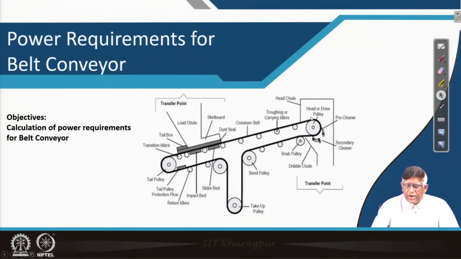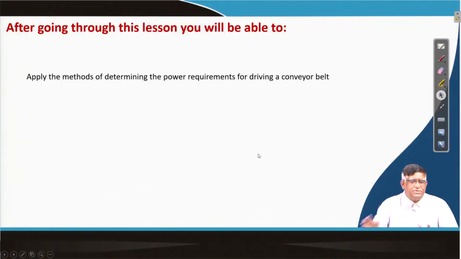So, at this point, what will be the tensions in this belt? The basic thing is very well known: if you know the effective tension, multiplying by the velocity, you can get the power required. Now, how you will determine that under different installation conditions is what we will be discussing today. So, our objective is the method of determining the power requirement of driving a conveyor belt.